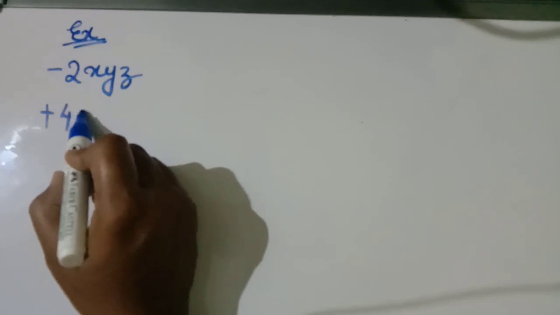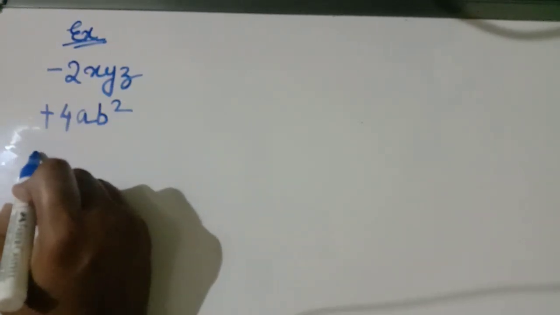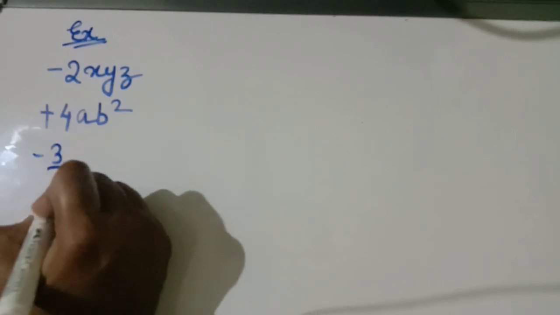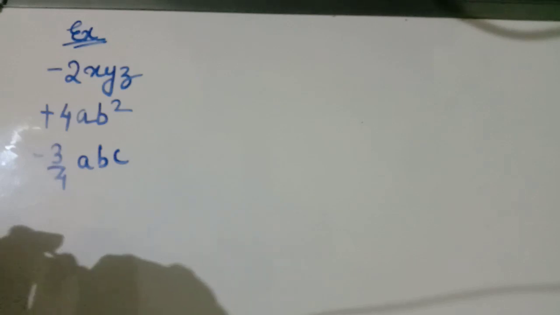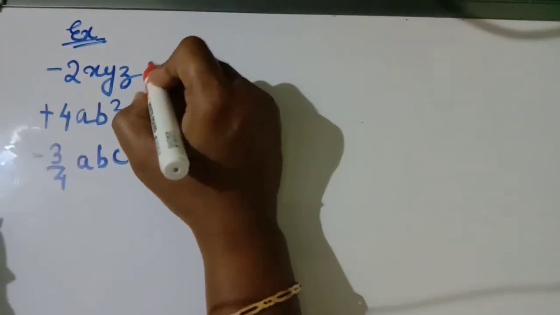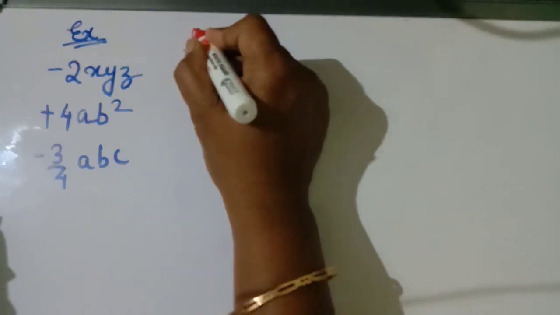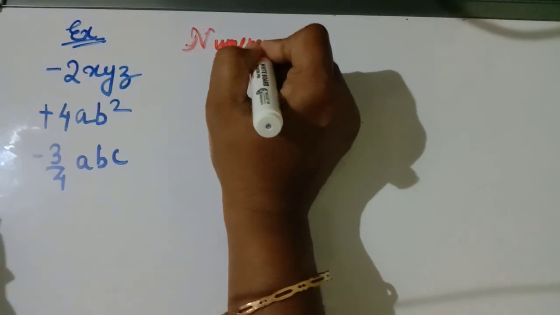So I am writing some examples. Minus 2xyz plus 4ab square. Another example, minus 3 by 4 abc. So you have to find here what the numerical coefficients are.